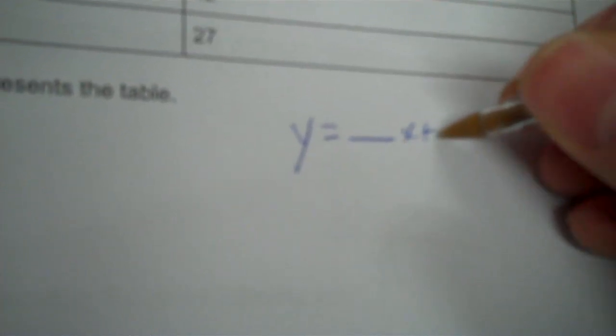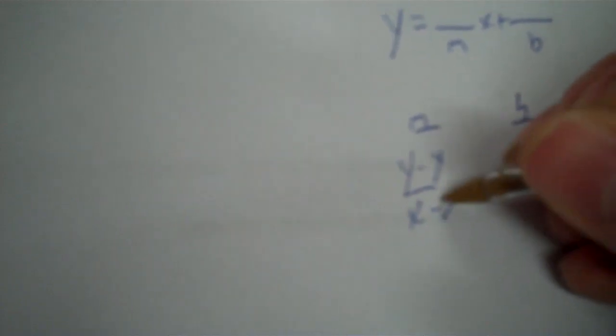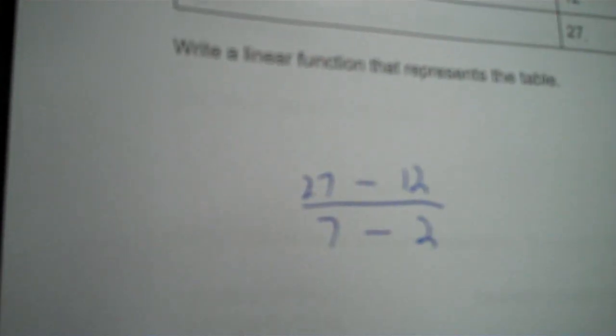So now that we know that, we go y equals blank x plus blank, so mb. Remember, this right here means y. Okay, so m, we're going to go y minus y over x minus x. And you can just start at the end of your table, 27 over 7. And then 12 over 2. Okay?